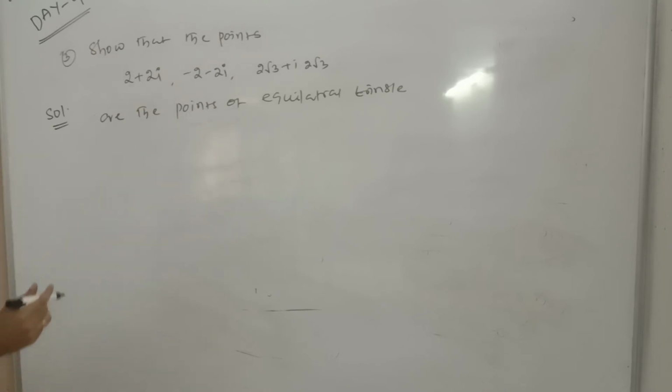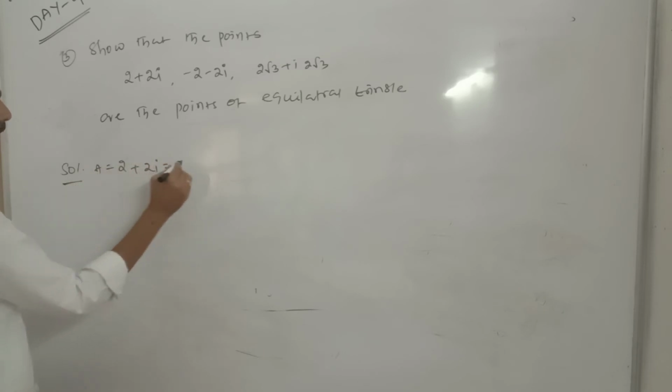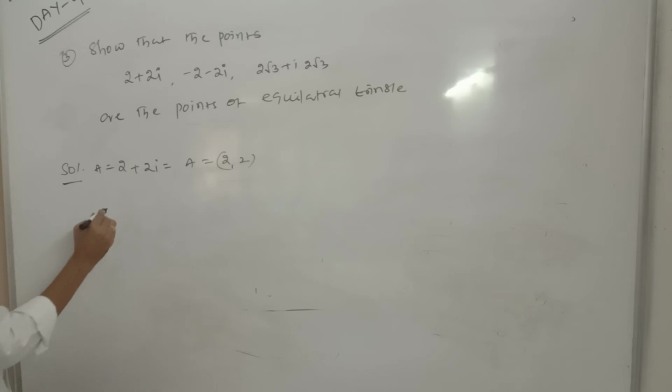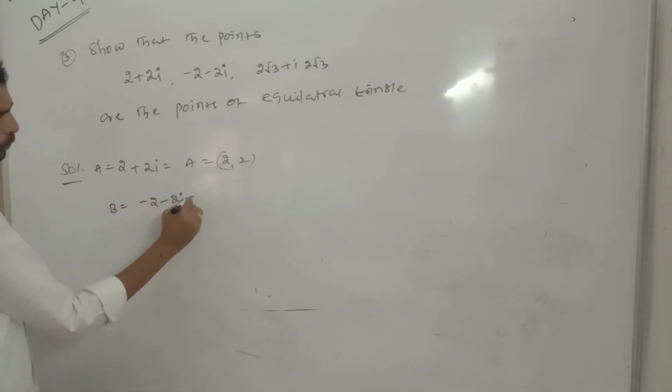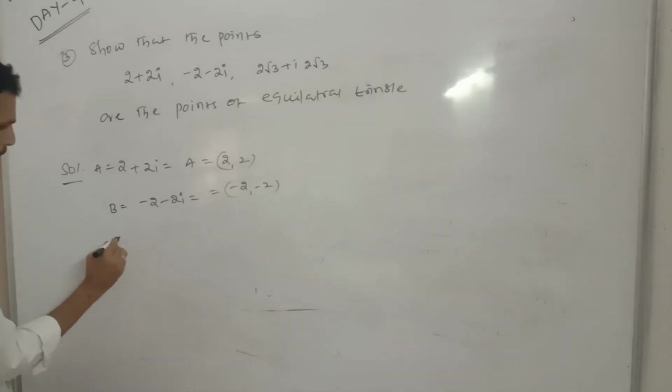Equilateral triangle means first of all sides are equal. What is the solution of the given problem? What is the first point here? 2 plus 2i. What is the A point? A is equal to 2 comma 2, real part, imaginary part. What is the B value? B is minus 2 comma minus 2. What is the C point?